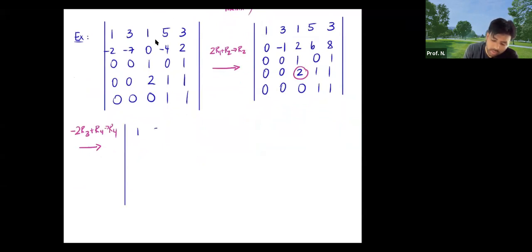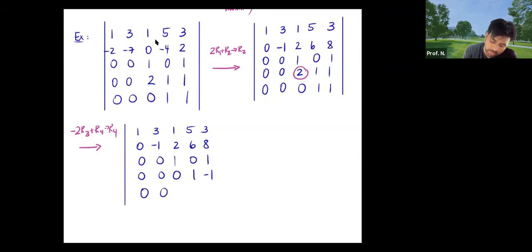So I get 1, 3, 1, 5, 3, 0, negative 1, 2, 6, 8, 0, 0, 1, 0, 1, 0, 0, 0. Then this becomes 1 still, and this negative 2 added to 1 becomes negative 1, and I get 0, 0, 0, 1, 1. Oh, wow. So look what we have so far. We got negative 1. We had the pivots.